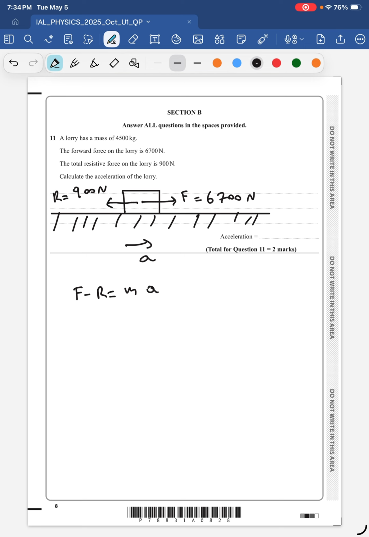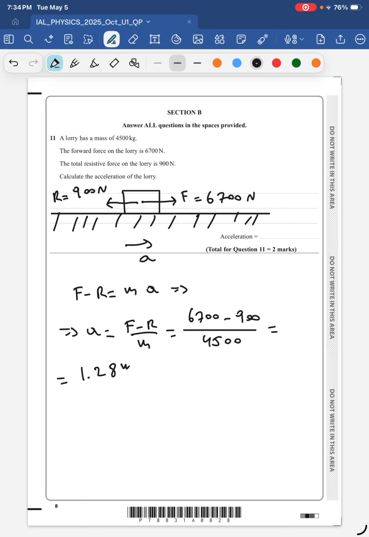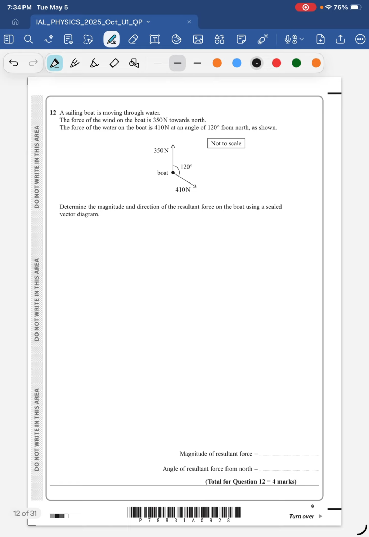So M times A. So A is F minus R over M. So this is equal to 6,700 minus 900 over the mass, which is 4,500 kilograms. And this is 1.28 meters per second squared, which you can approximate to 1.3 meters per second squared. Okay, not a very high acceleration. So let's move on to question number 12.